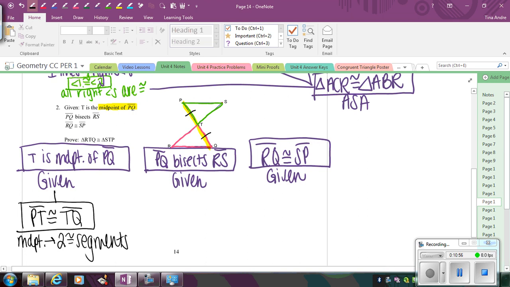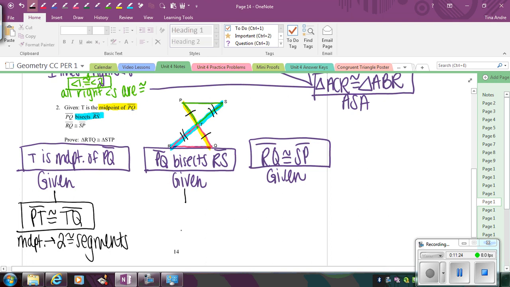Then I go to my next given, and it says that PQ is bisecting RS. So the thing that's being bisected comes after the word bisects. So RS is what's getting bisected. So that's a segment. So you would go into your pink reasons again, and you would see that a segment bisector implies two congruent segments. So that means this right here is being cut into two equal parts by PQ. So these parts are equal.